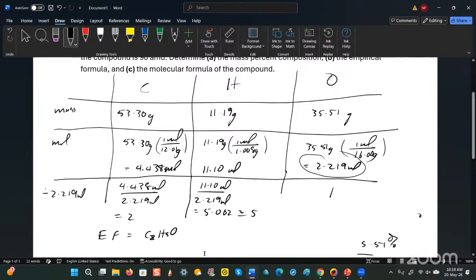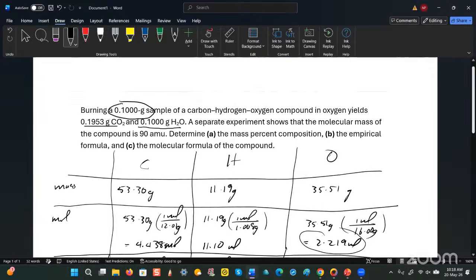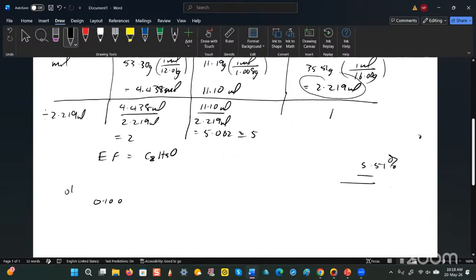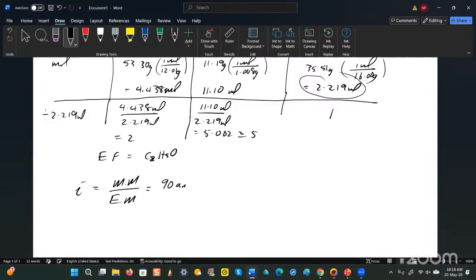Now the C part is asking for the molecular formula. In order for you to do that, if you remember, we need to find what is called the integral factor. So the integral factor, I, is equal to the molar mass, or molecular mass, divided by the empirical mass. The molecular mass is given as 90 AMU.